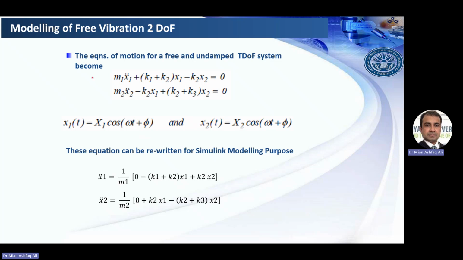So if this is the equation, then we can rewrite this equation in this form, right? We can bring those two terms to the right side. So the right side would be like this. And then finally we can divide it by m1. So that would be x1 double dot. So similarly, we can also rearrange the second equation. And now we would like to shift to Simulink and see how we can model those two equations.